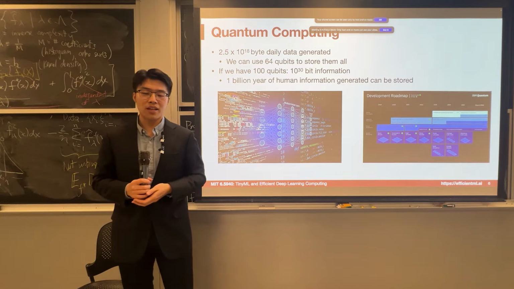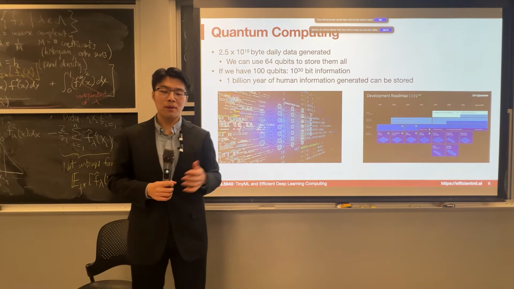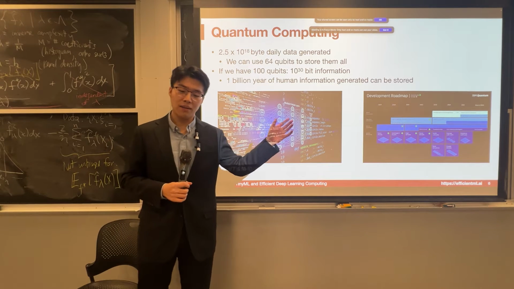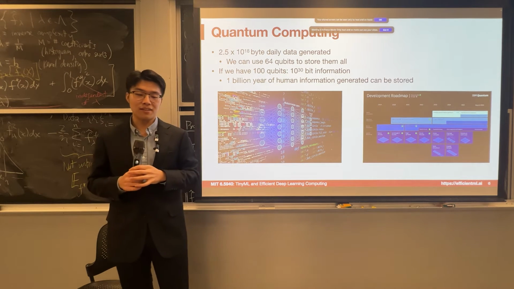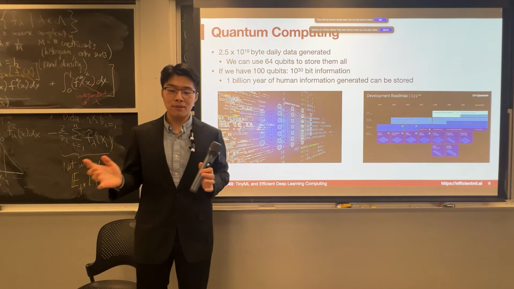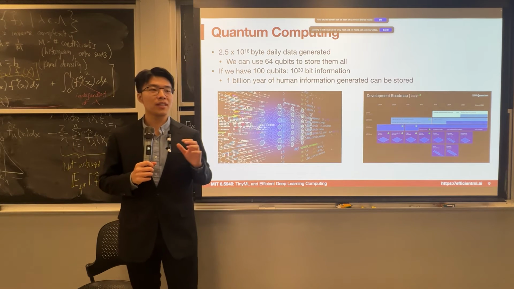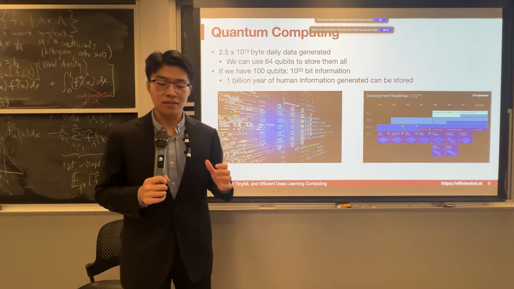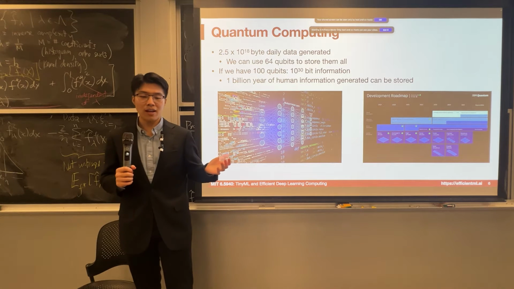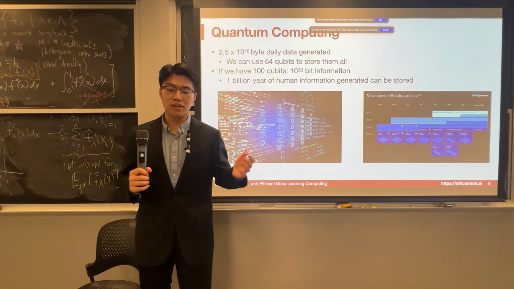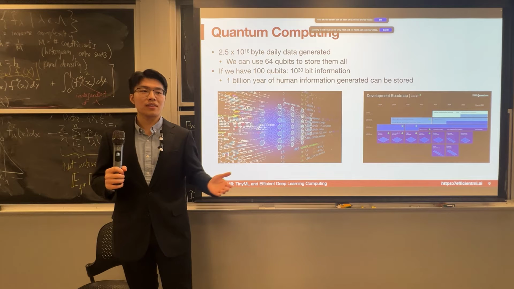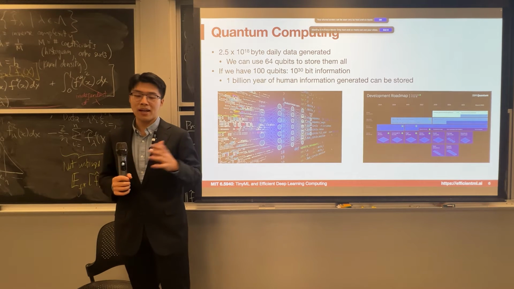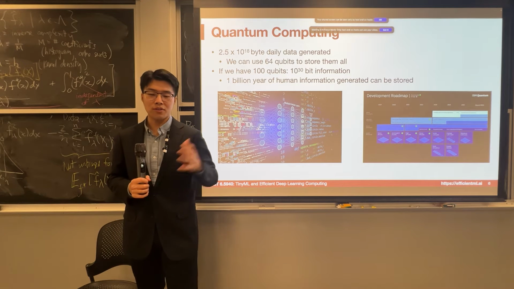Each day we generate about 2.5 quintillion bytes of data, which is 2.5 times 10 to the power of 18, right? However, that large amount of information can be stored by just 64 qubits. So it's a really efficient and really small number of qubits. We already had 64 qubits 3 years ago. And if you have access, you may just log into IBM's quantum cloud and access a quantum machine with 127 qubits.